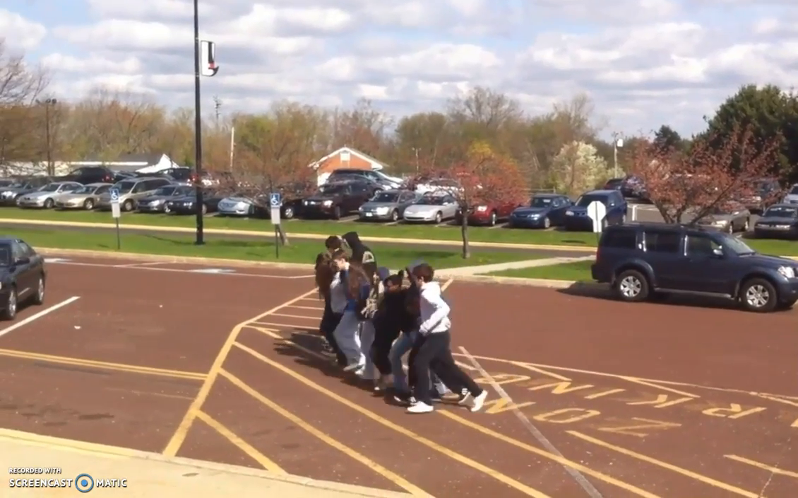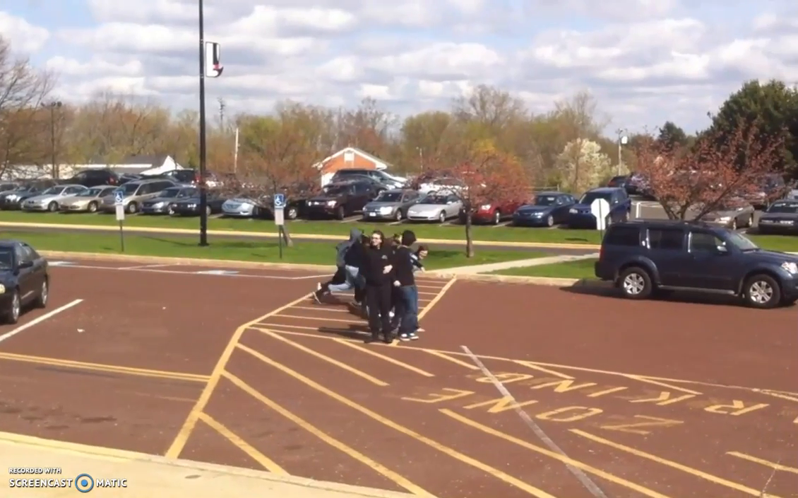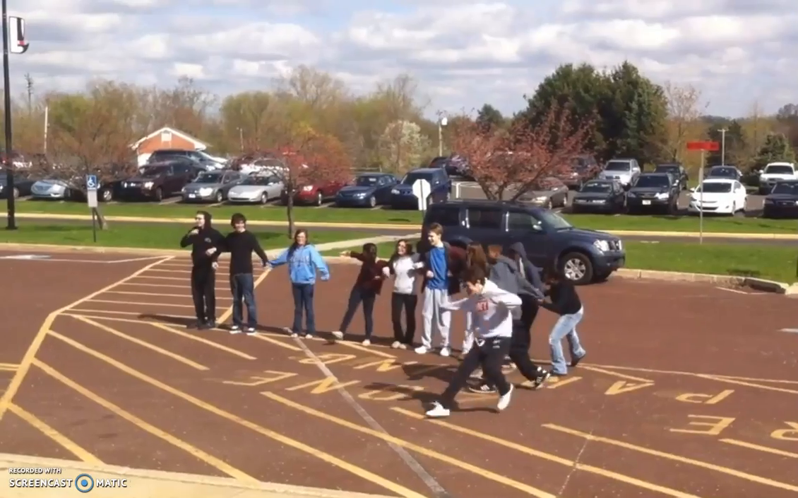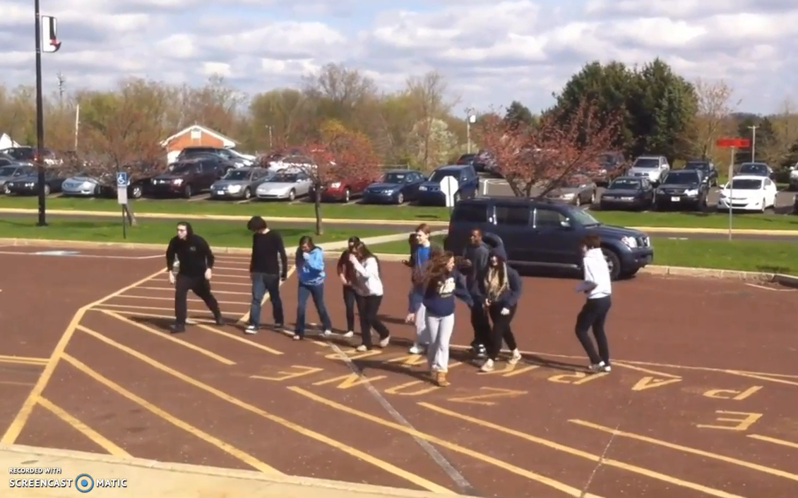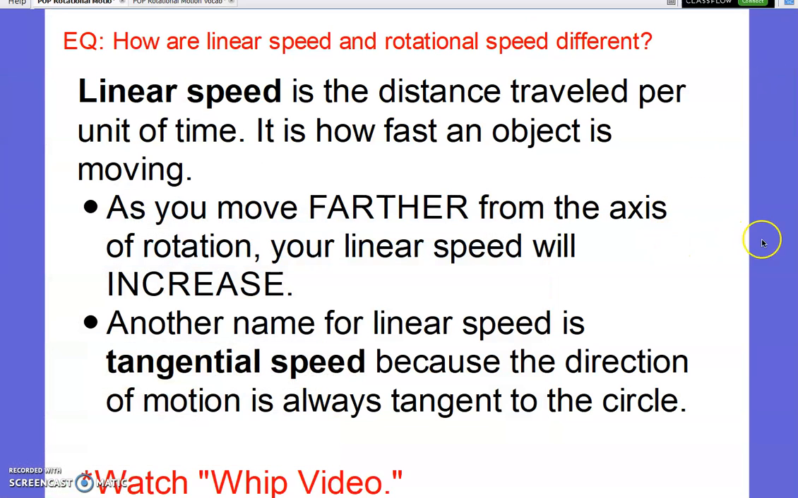We see that the person on the outside has to move a lot faster than the person on the inside. So the further away you get, the faster linear speed you have to travel. Now, a lot of times we call this linear speed tangential speed. We call that because of the direction of the motion. If we look at the person on the outside of that whip, that person is moving forward.